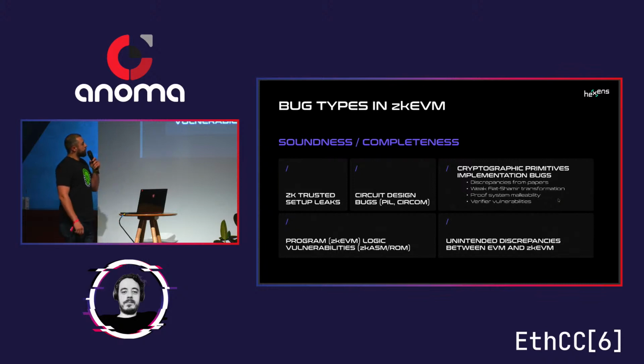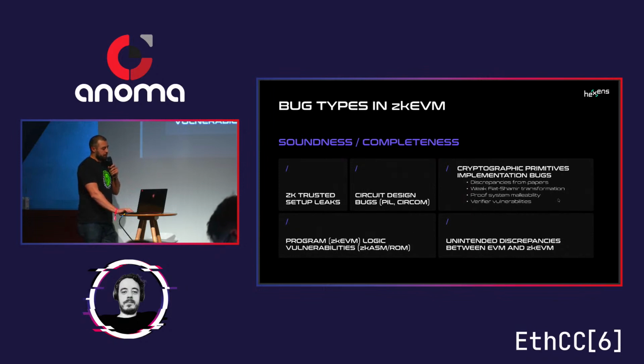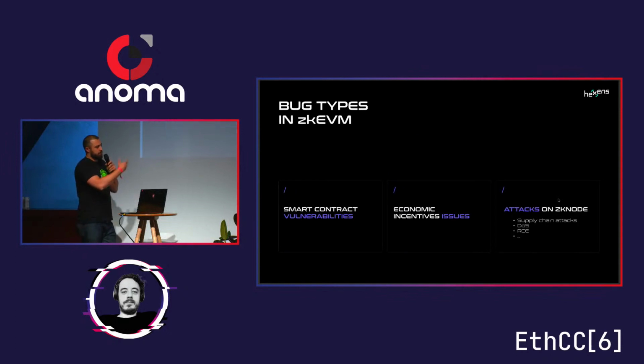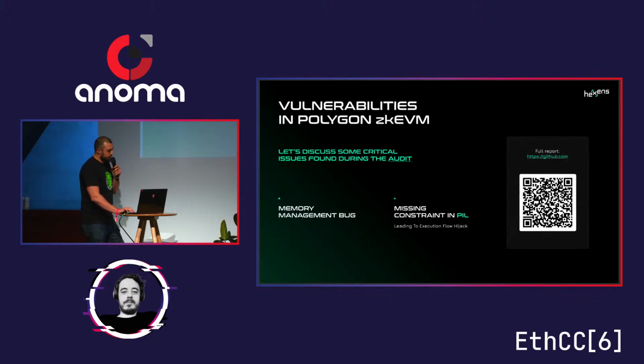Another very important part is program logic vulnerabilities. Basically, whatever you're proving, it should be working, right? And it can have logic vulnerabilities. And of course, unintended discrepancies between EVMs and zkEVMs. Let's not forget about the rest of the types of attacks that are not directly connected to ZK, but you still have them as you have some smart contracts. You can have some vulnerabilities there, some misalignments in economics, or you still have nodes, some attacks on nodes.